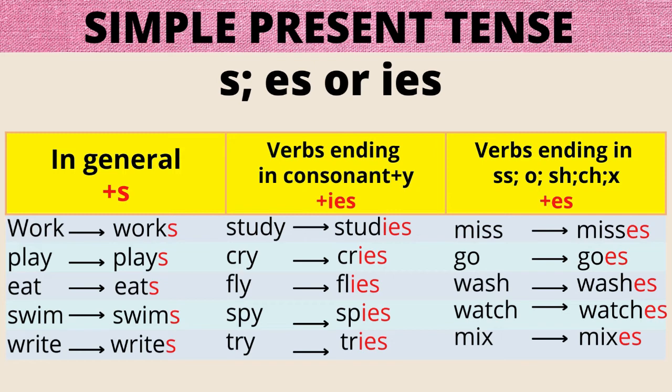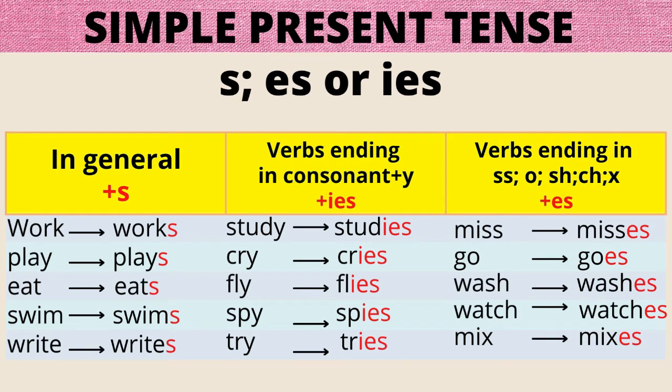Or here in the word try, we have a Y, and before that we have a consonant. So what happens in those cases? We have to drop that last Y and we have to add IES. You've probably seen this lots of times, but this is actually what's happening. So study becomes studies, cry becomes cries, fly becomes flies, spy becomes spies, try becomes tries.